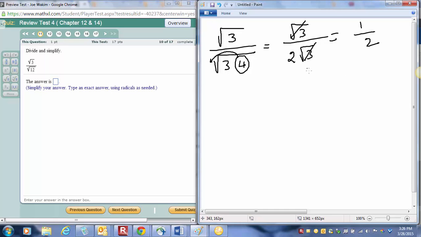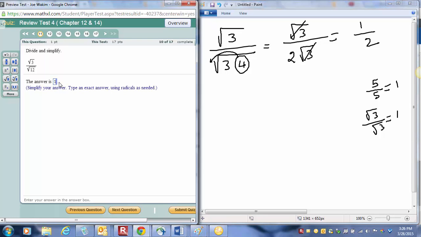Remember, when the square root of 3 and square root of 3 cancel, it's not a 0, right? 2 will stay in the denominator. This is 1, because remember, any number divided by itself is 1. So in this case, square root of 3 divided by square root of 3 is 1. But we have 2 in the denominator, so the final answer would be 1/2. Number 12.